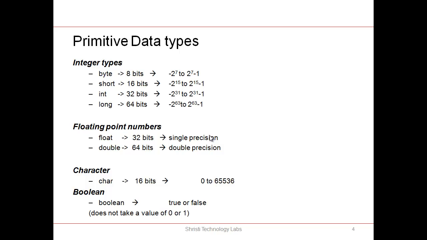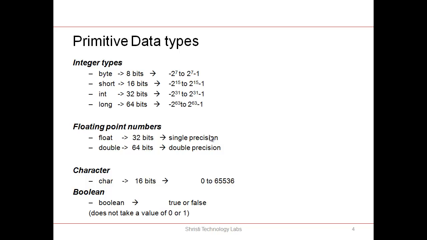To represent a single character, we are using char data type in Java, which is an unsigned data type. So the range is from 0 to 65536. Boolean in Java takes only true or false. It does not take the value 0 or 1. The default value for Boolean is false.